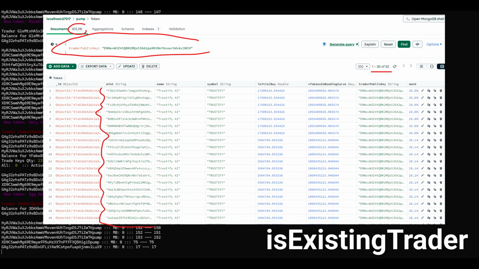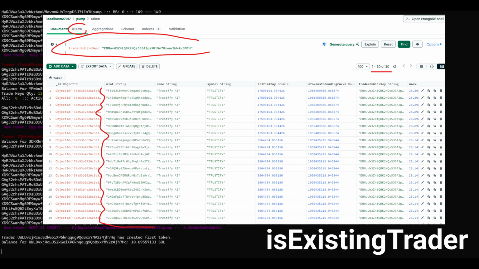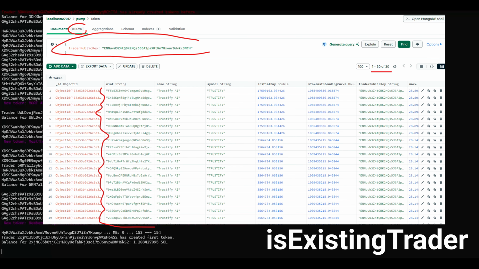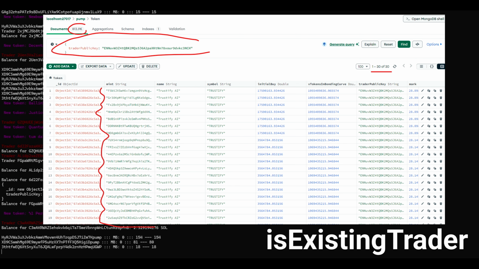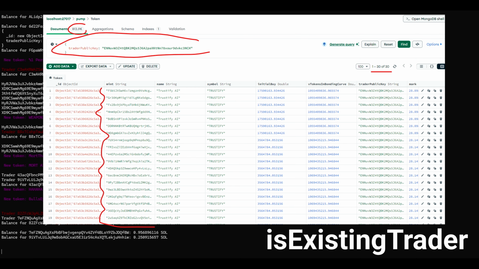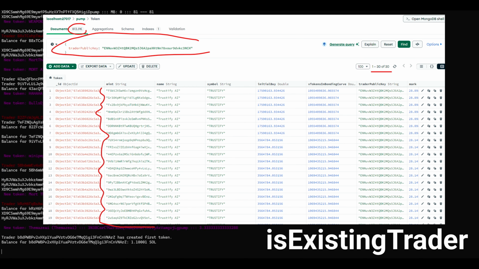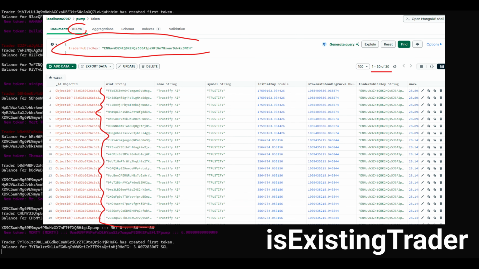Is existing trader. In the first version, this was part of the on-rise scenario. It checks whether a public key has previously created tokens. The database now has about 800,000 records of created tokens, helping filter out hyperactive scam developers.